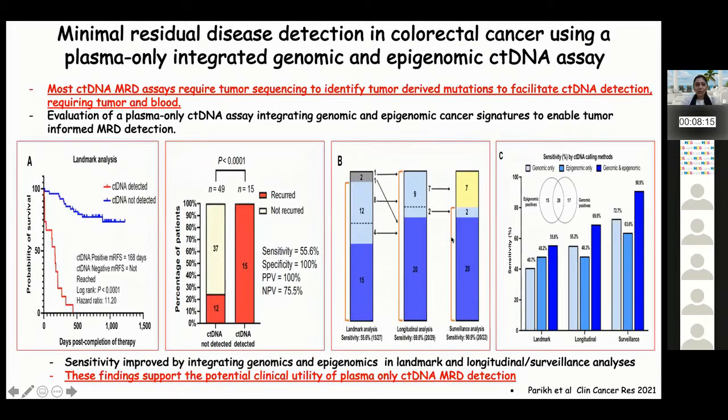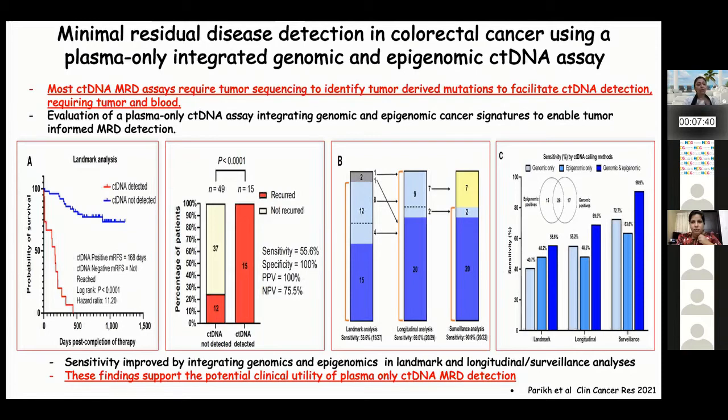Now, the problem with the previous papers that I've shown you is that those ctDNA assays to determine MRD actually require tumor sequencing to identify tumor-derived mutations to facilitate ctDNA detection, requiring tumor and blood. Now, if you wanted to be a lot simpler, so you didn't want to do both, this was a very important study that looked at a Guardant assay, evaluating plasma-only ctDNA assays integrating both genomic as well as epigenomic cancer signatures to enable tumor-informed MRD detection.